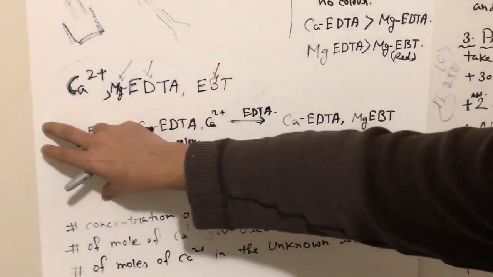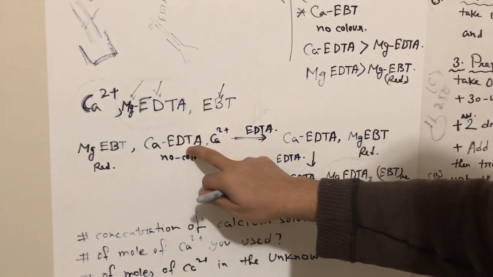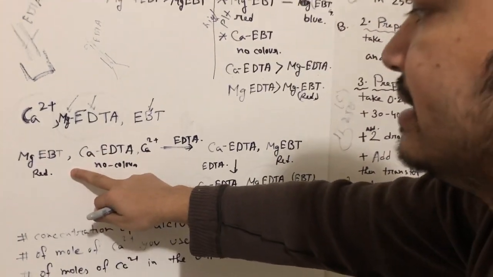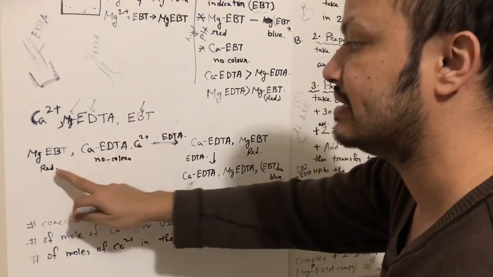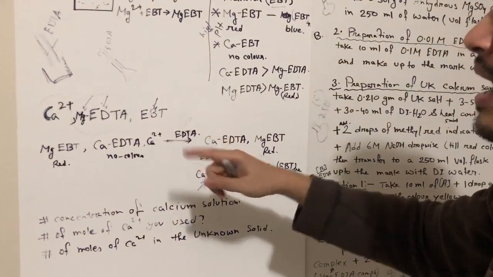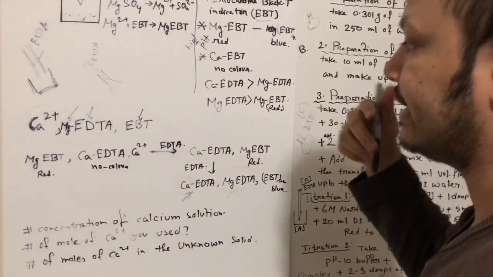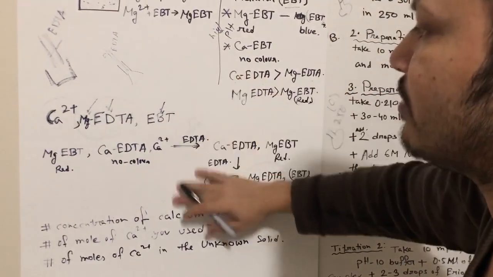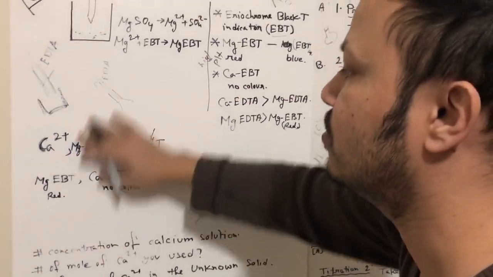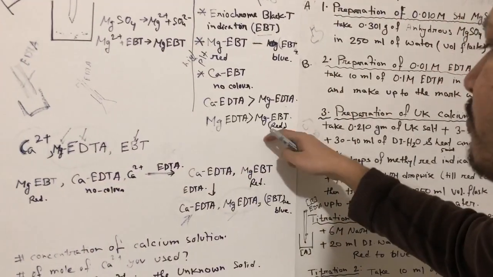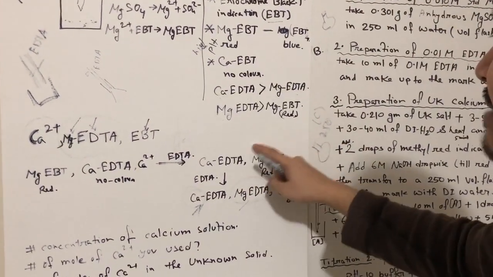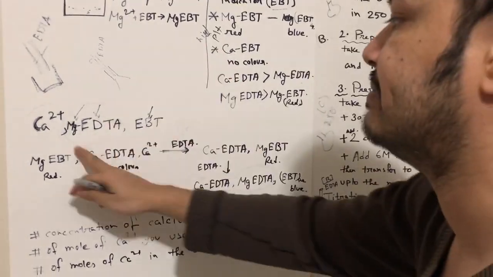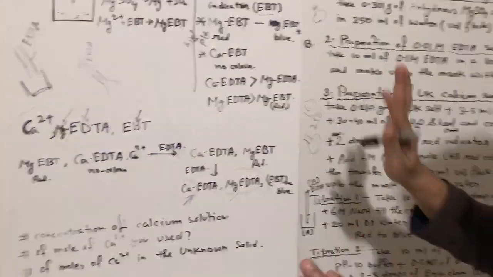So in this stage you have calcium EDTA and magnesium EDTA, right? So it doesn't have any color. This has red in color in the high pH. Okay, and again in this stage if you add EDTA, then what will happen? All of the calcium will form the calcium EDTA, and magnesium will remain as magnesium EDTA in some stage.